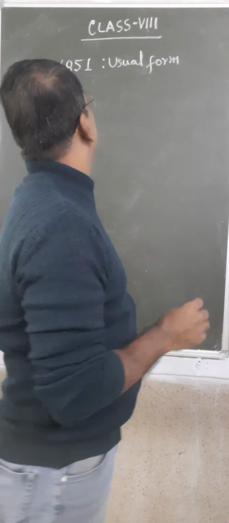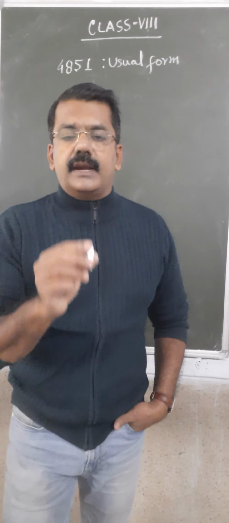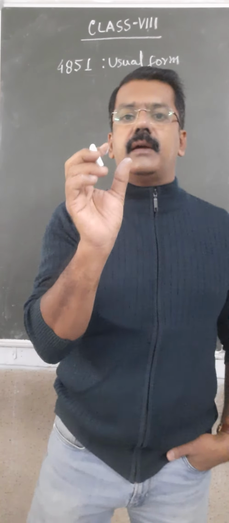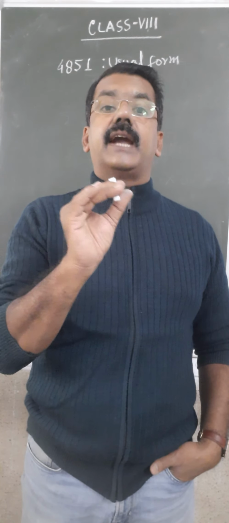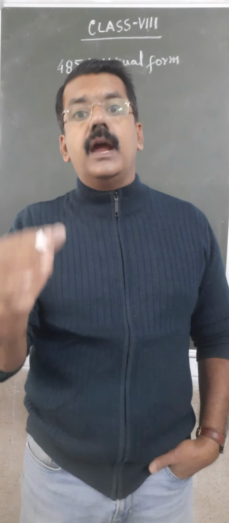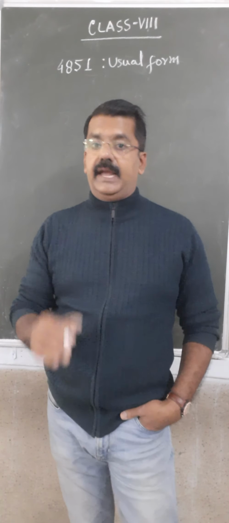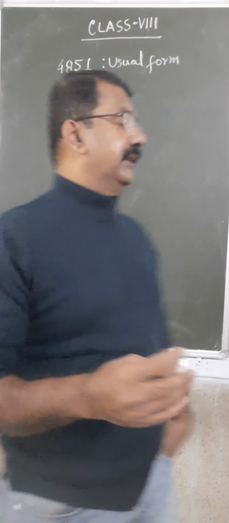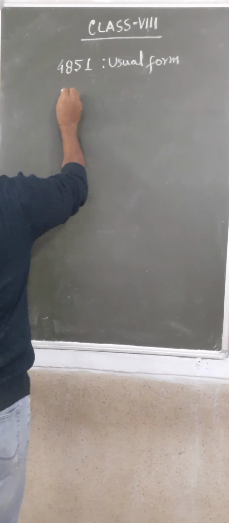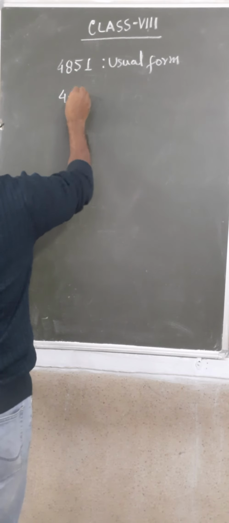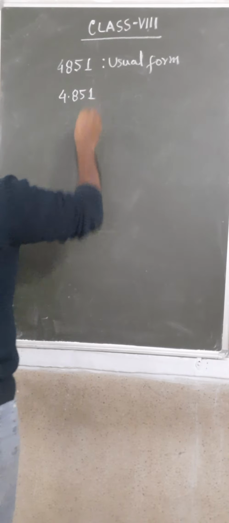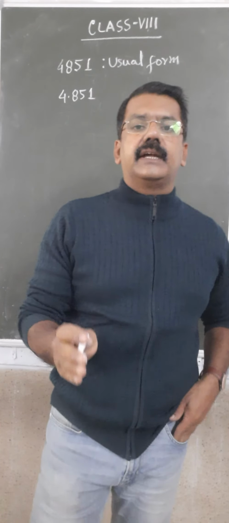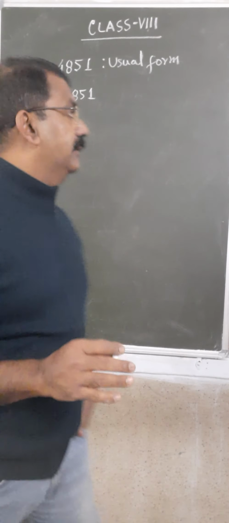Now, to convert this number into standard form, always remember a number in the standard form should be of the form: there should be a number between 1 and 10, meaning it can be equal to or greater than 1, but it should be less than 10. Any number greater than or equal to 1 but less than 10. That means you will write it as 4.851. Now you see 4.851 is definitely between 1 and 10. It is greater than or equal to 1 and less than 10.